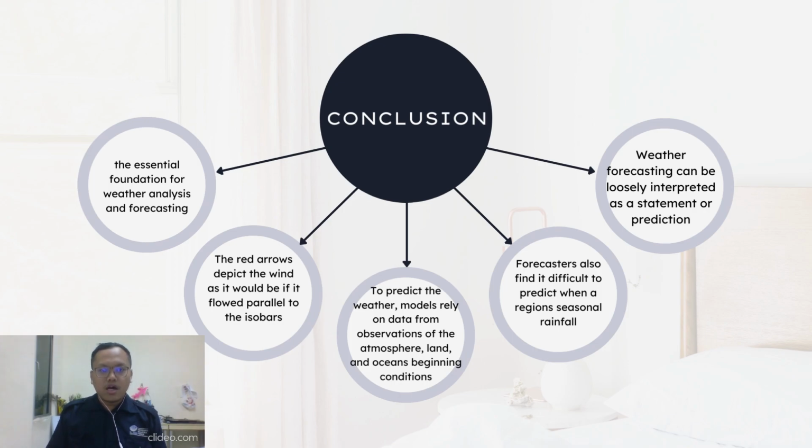Some projections are more accurate than others due to this difference in access to data and technology. And next, weather forecasting can be loosely interpreted as a statement or prediction of how and what the weather will likely be the following day or the following several days. Timing of fertilizer and weather forecasting. Forecasting aids farmers by letting them know when, how much, and what kind of fertilizer to use at the time.